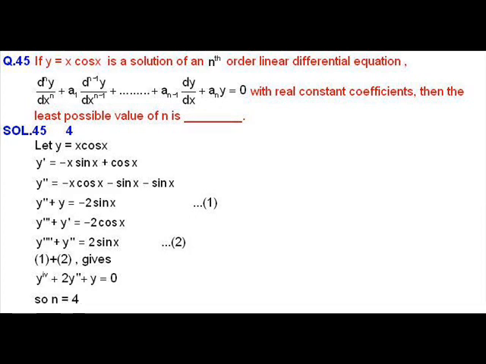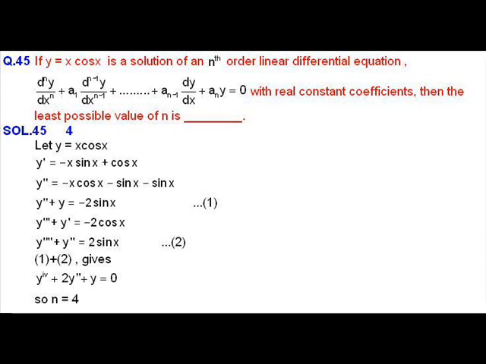So when we take its first derivative, we have y dash is equal to minus x sin x plus cos x. So y is equal to x cos x is its solution, but it's not a homogeneous differential equation. So take the second order derivative. When we take the second order derivative, we have y double dash is equal to minus of x cos x minus 2 sin x. So put x cos x is equal to y, then we have y double dash plus y is equal to minus 2 sin x. It's a second order differential equation which has y is equal to x cos x as a solution, but it's not homogeneous.